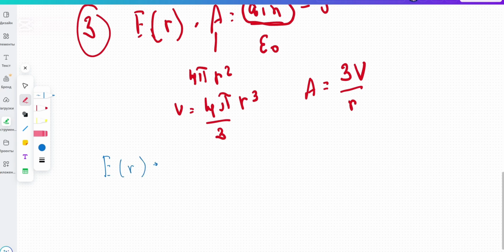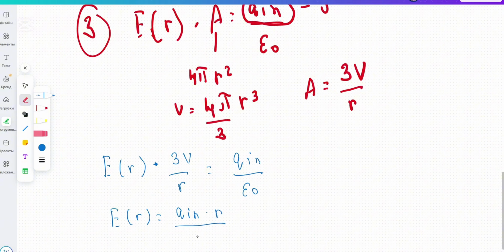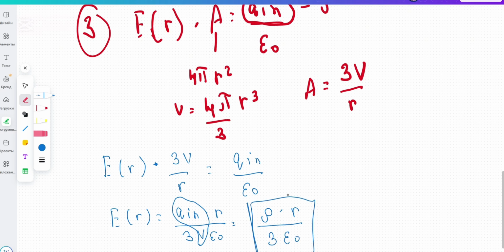So here we can write 3 V over radius times E equals q inside over epsilon 0. So our function will be equal to q inside multiplied by radius over 3 V epsilon 0. This formula will give us charge density times radius over 3 epsilon 0. Yeah, and that's our final answer.